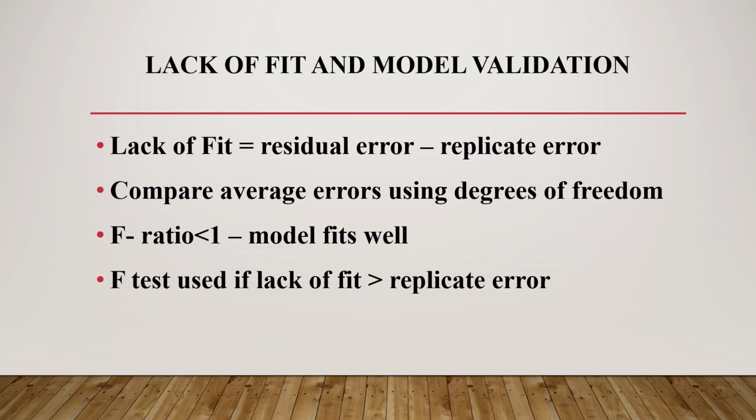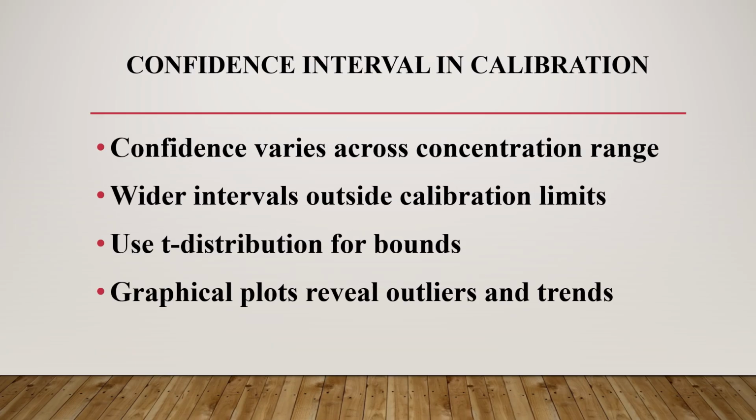Lack of fit and model validation. To assess how well our calibration model fits the data, we calculate the lack of fit error by subtracting the replicate error from the total residual error. We then divide each error by its degrees of freedom to get average errors. The F ratio compares these averages. If the F ratio is less than 1, the model fits well. In our example, the F ratio is 0.478, meaning the lack of fit is smaller than the replicate error, so the model is valid. If the lack of fit were larger, we'd use an F-test to determine whether the deviation is statistically significant.